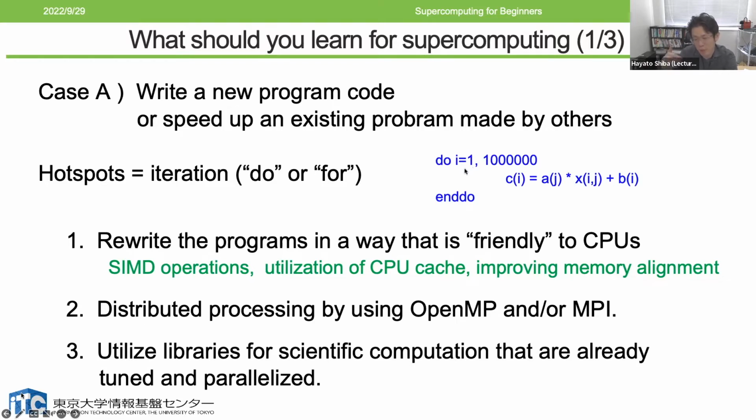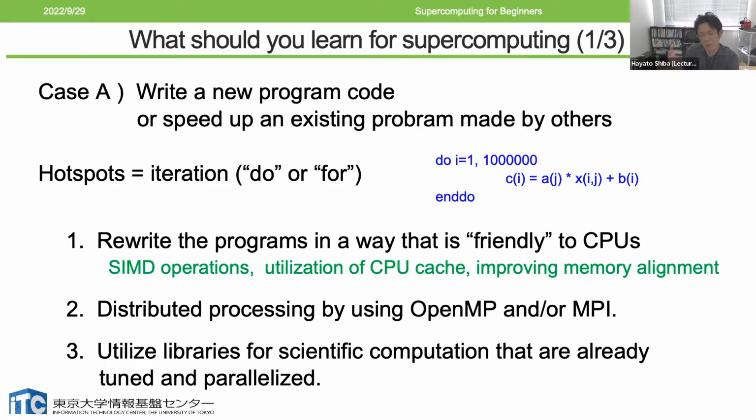In such loop operations, we are doing similar types of operations again and again. Similar kinds of operations are repeating. Such parts are typical hotspots where we can make a speed up by using appropriate optimization of the program. So we should rewrite the programs in a way that is friendly to CPUs.